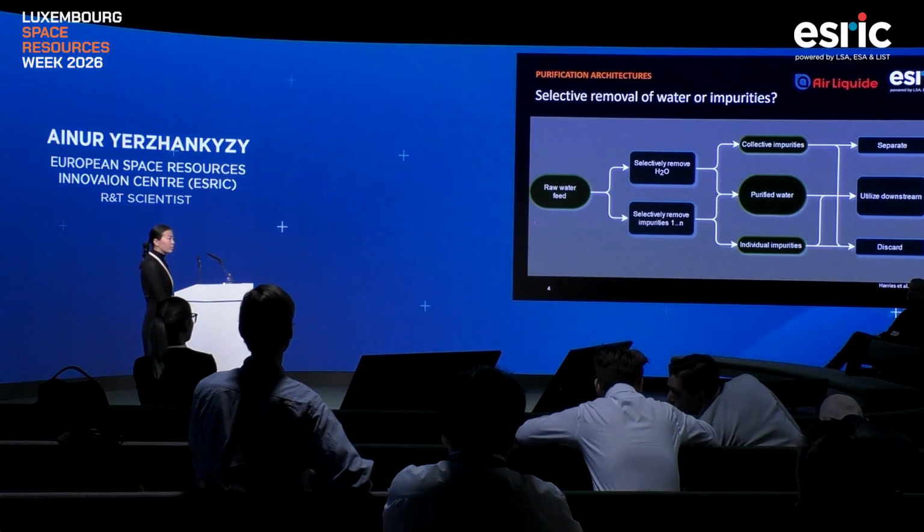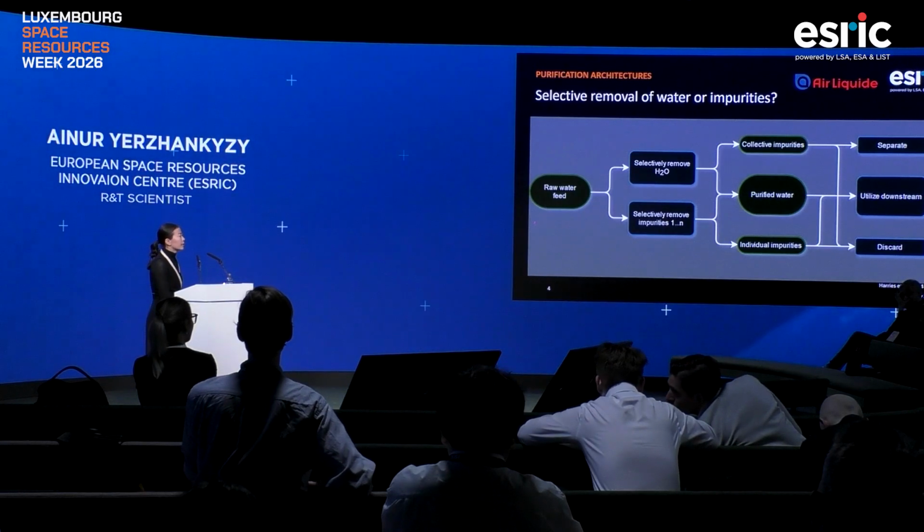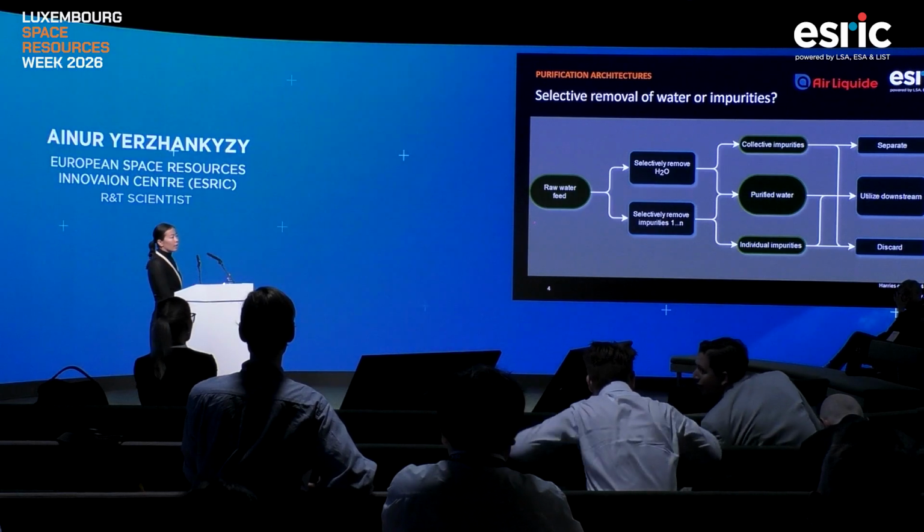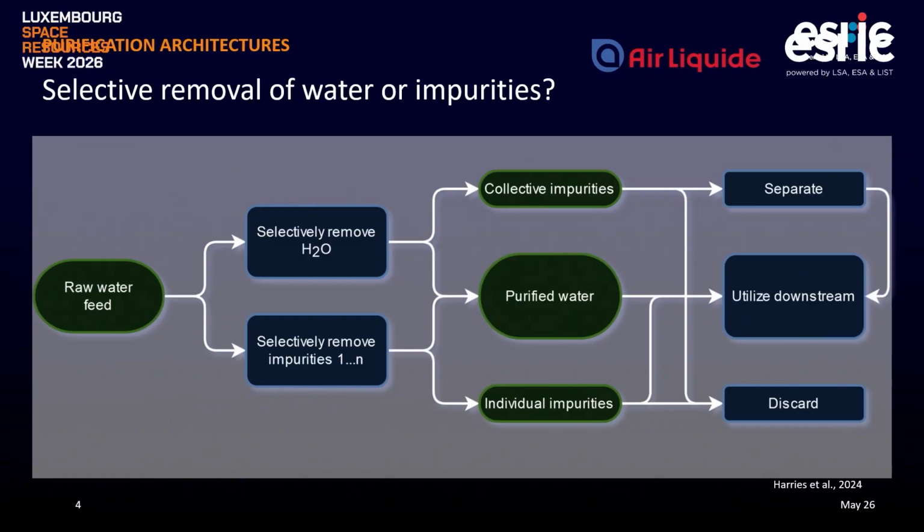So before we build any purification architecture, taking into account this humid gas mixture, we could take two different routes. First, we have this raw water feed, and we could selectively remove water from the stream first. And then we could think, what do we do with the collective impurities? Are we going to use them for something, or are we going to just discard those?